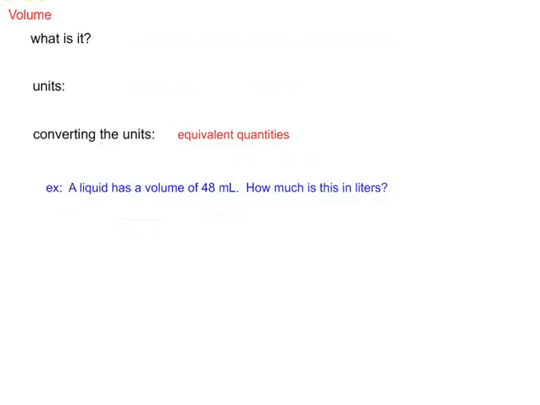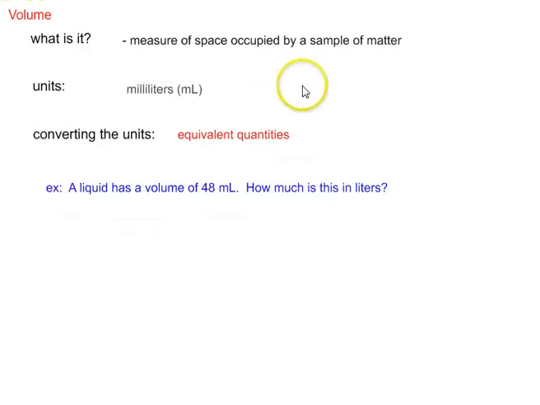The concept that we're going to study is volume of gases, and so we need to define it. Volume is a measure of space occupied by a sample of matter. The units that we're going to see in this class are going to be milliliters and liters. Just converting the units should be most definitely a review: 1 liter is equal to 1,000 milliliters, and you'll need to be able to comfortably go back and forth between those two units.